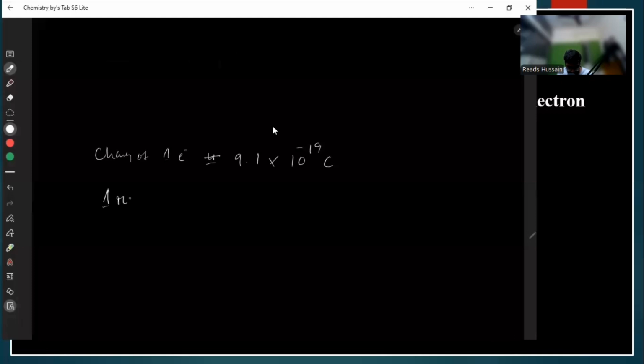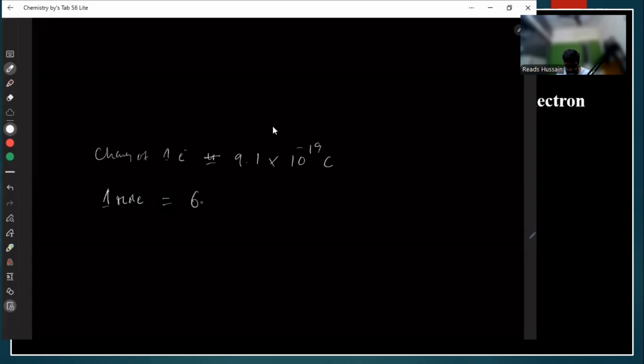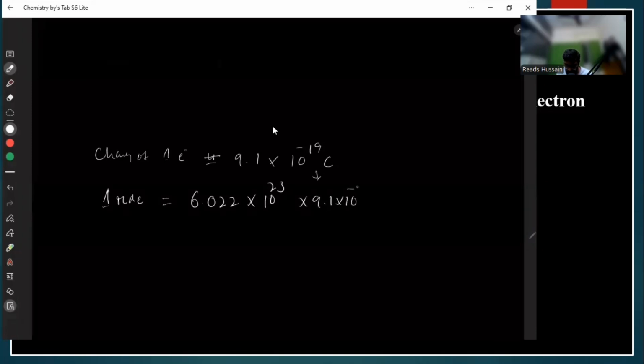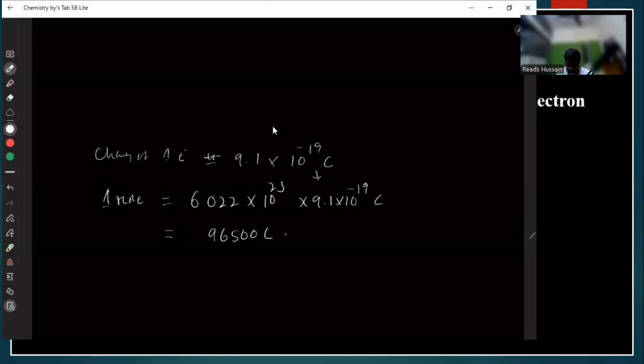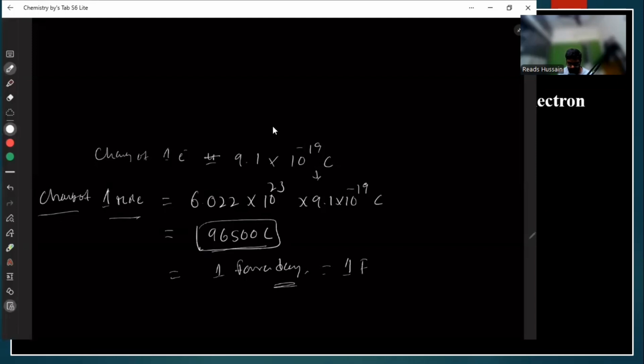1 mole of electrons is equal to, what is the value of 1 mole? 6.022 into 10 raised to 23, multiplied by the charge of 1 electron, 9.1 into 10 raised to minus 19 coulombs. That is equal to approximately 96,500 coulombs. Do you understand, dear students? This is a very important point. So what is 96,500 coulombs? This is the charge of 1 mole of electrons. It is also called 1 Faraday, simply 1 F. Suppose I give you one small reaction, now I'll show you on the screen.